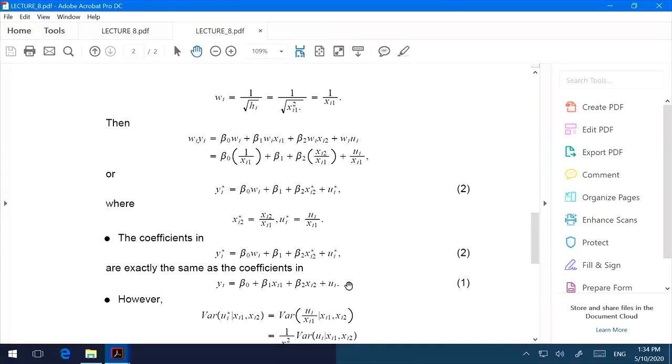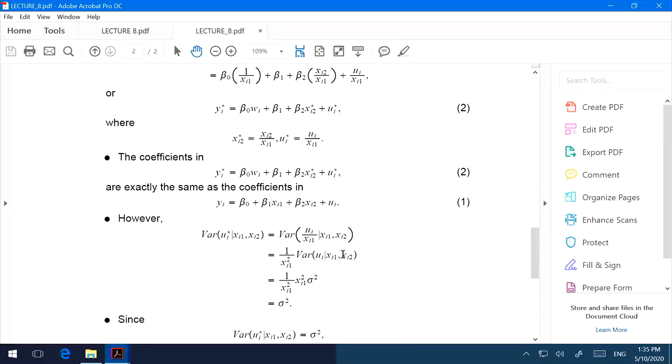So the last thing it remains to show is that the error term ui star is homoskedastic. So we need to show that the variance of ui star is a constant. Okay, so the variance by definition, var ui star, is going to be the variance of ui divided by xi1. Here's my definition, right? I got ui star by dividing ui by xi1. So for ui star, I sub in ui divided by xi1.